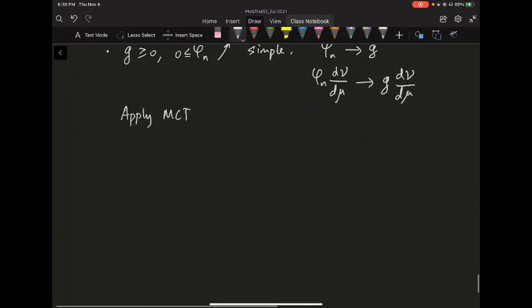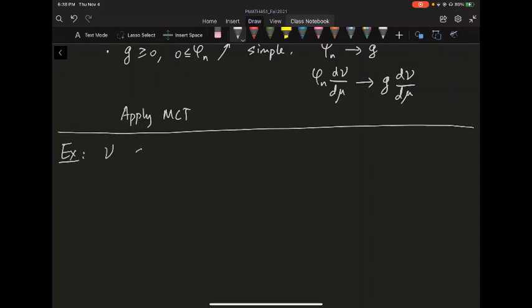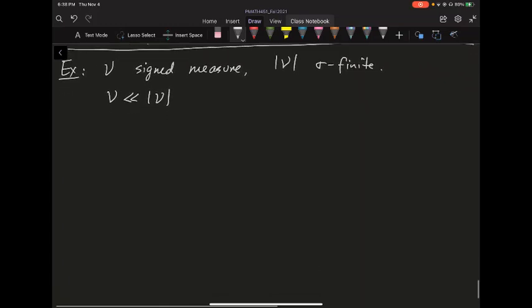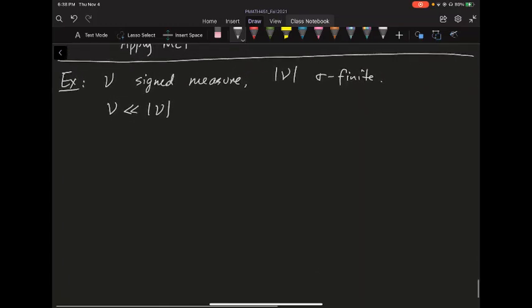All right, the next little example or corollary, depending on how you see it, is the following. Let's say nu is a signed measure, and assume its absolute value, the absolute value of nu, is sigma finite. Then one thing you can show is that nu is actually absolutely continuous with respect to its absolute value. Why is that? This is quite simple. Proof: suppose E is a null set for the absolute value of nu.